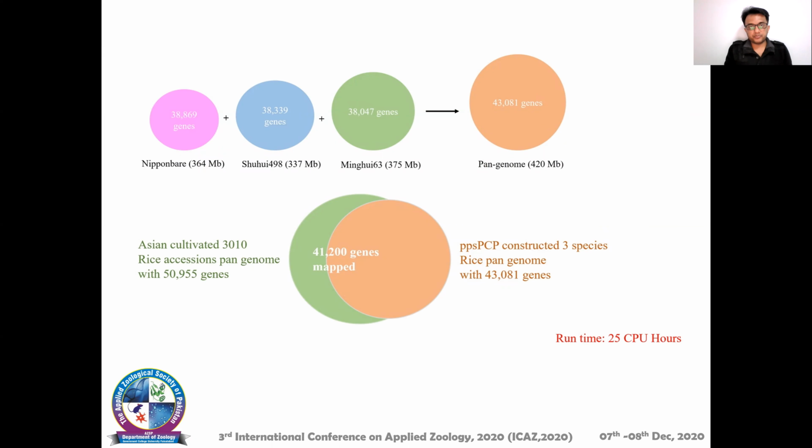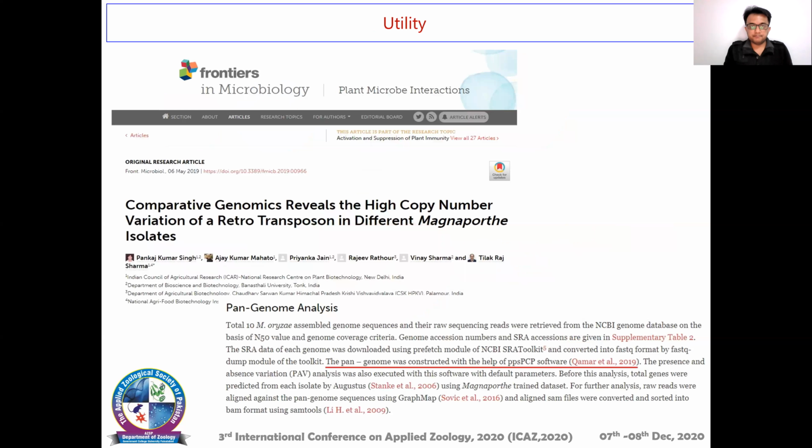We compared our three-variety pan-genome with their pan-genome, and as a result we see that more than 41,000 genes were fully mapped to our pan-genome. That shows the high accuracy of our developed pipeline, and it takes only 25 CPU hours. So this shows the high accuracy and the high utility of our pipeline.